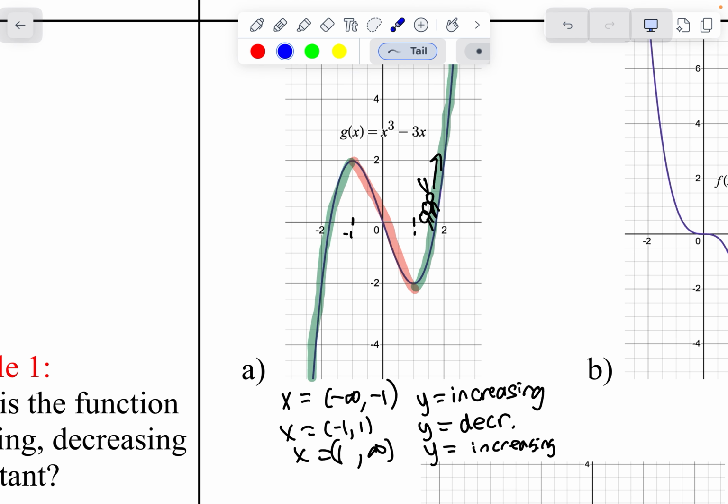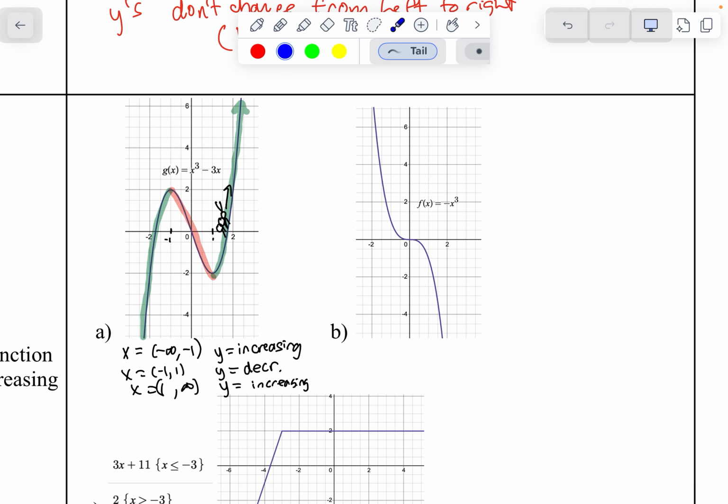Okay, let's go over to this one. And let's put our math bug always on the left side of the graph, looking to the right.